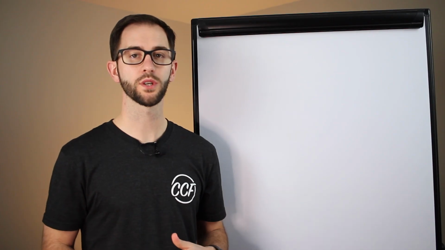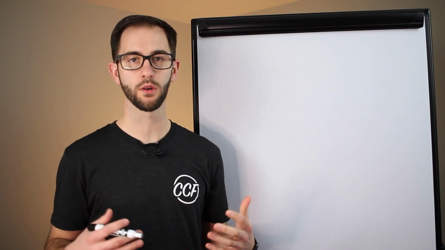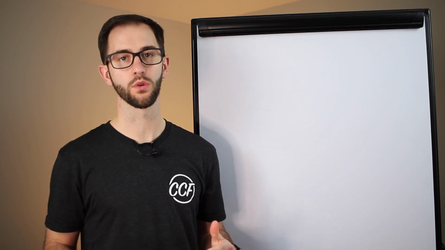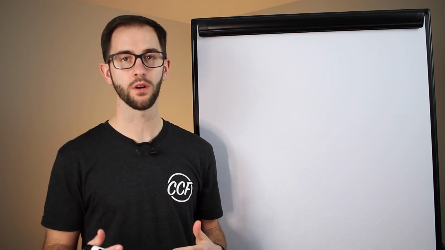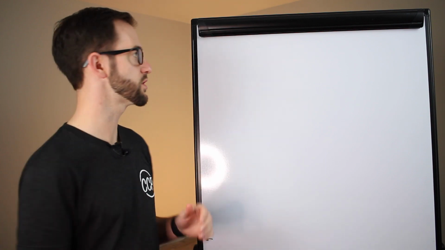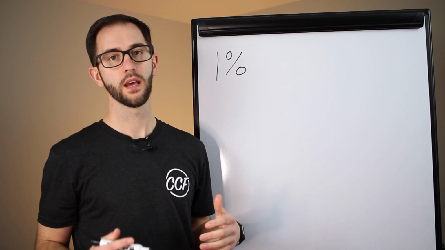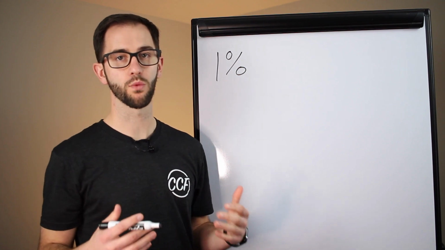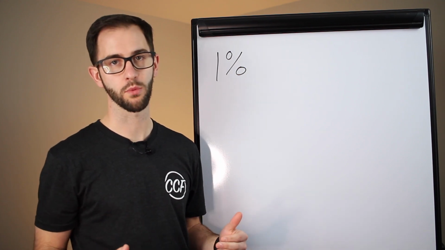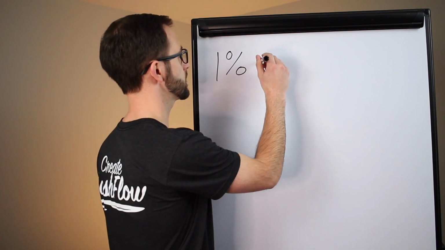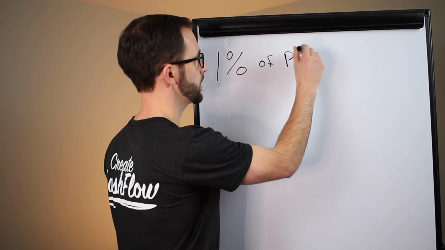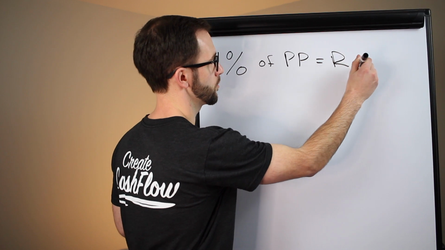Alright guys, so first we want to start off talking about the two most common rules of thumb that you hear about, being the 1% rule and the 50% rule. So first, let's talk about what those are, and then we'll show you how you use them. So first, the 1% rule. The 1% rule means that the property must rent for 1% of the purchase price. So 1% of purchase price equals rent.